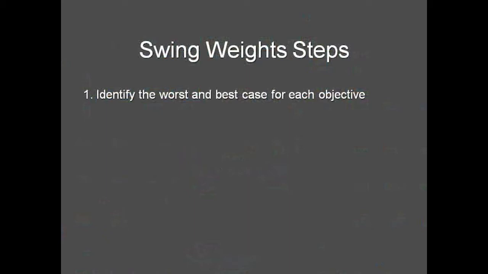So we go through a series of steps to elicit swing weights. The first thing we do is identify the worst case scenario or benchmark scenario for each objective. This worst case scenario is an imaginary alternative that scores worst on each of the different objectives. So it's the most expensive, it has the least environmental benefit, it has the most disturbance, for example.